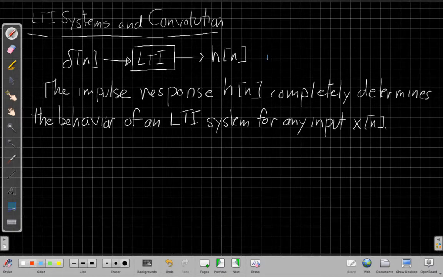We call h of n the impulse response because it's how the system responds to an impulse. But this is a hugely important piece of information. The impulse response completely determines the behavior of the LTI system for any input x of n, which is to say I can find the output for any input if all I know is h of n.